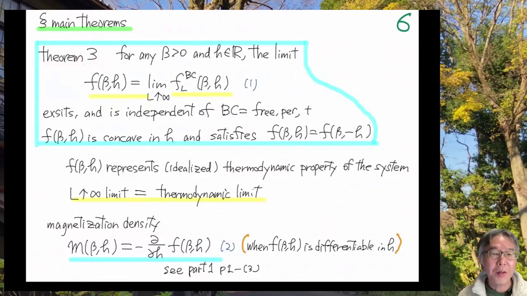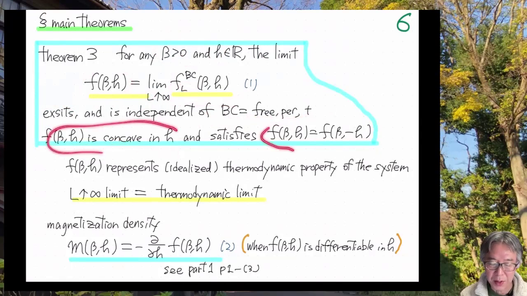Now, this very important theorem says that for any inverse temperature beta and for any magnetic field h, this limit exists. We fix beta and h and let L go to infinity, and then this limit exists. And also it is independent of boundary condition. Of course, this quantity depends on the choice of boundary condition, but if you let L go to infinity, then there's no dependency, and you get this F(beta, h). And this F(beta, h) can be proved to be concave in h and satisfies this symmetry.